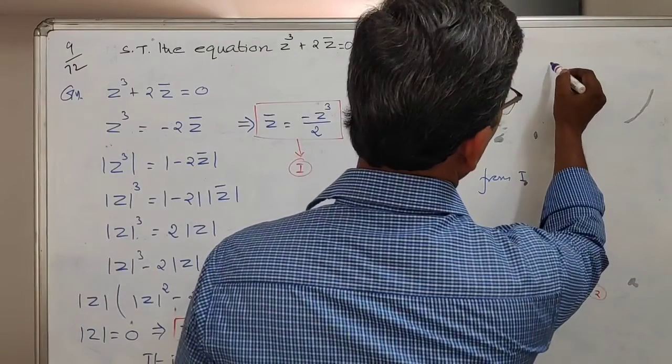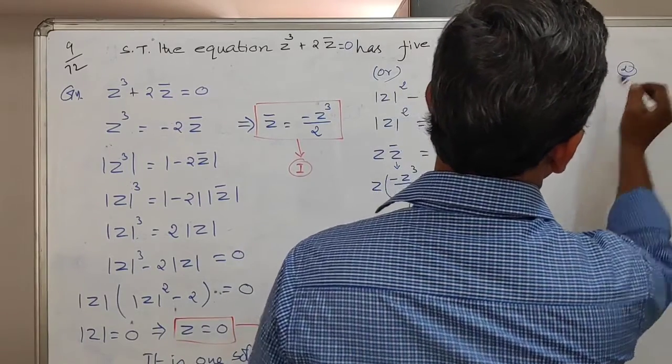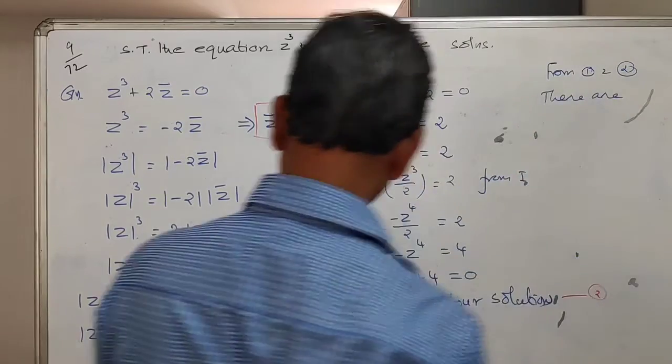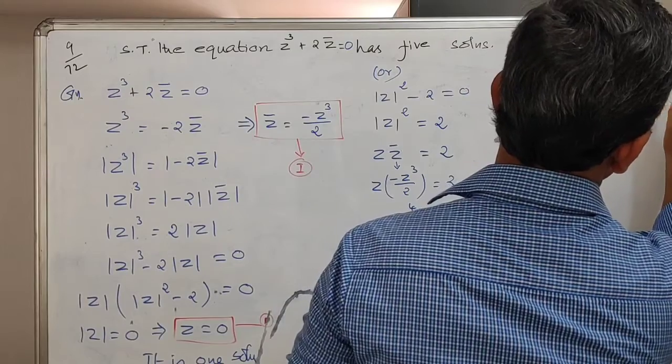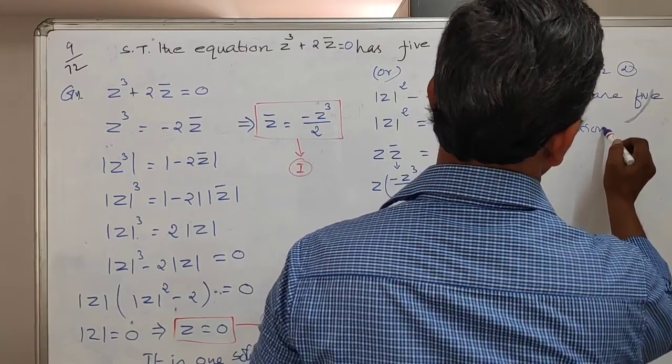Now here also we can say from 1 and 2, there are how many solutions? 1 plus 4, 5 solutions. There are 5 solutions. That's all.